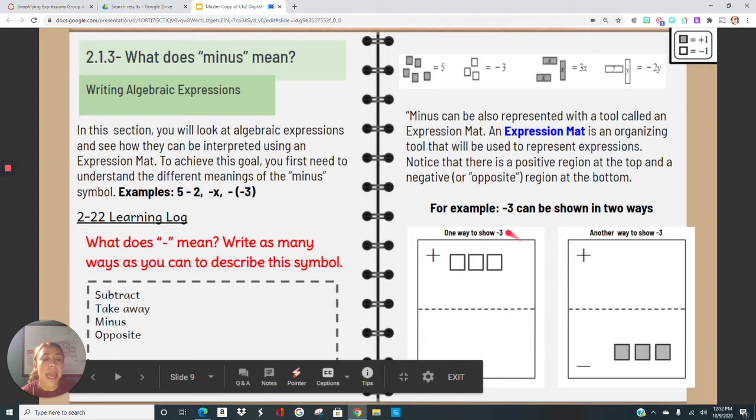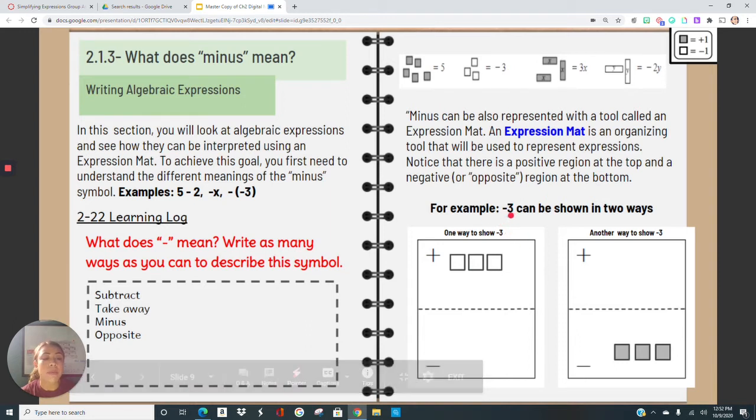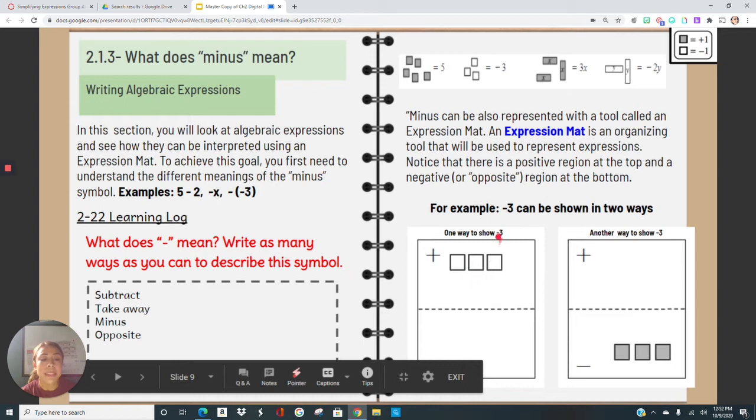Then we took a look at different ways of representing negative 3. But before, we need to realize that we're not always going to have colored algebra tiles. If they are shaded, they represent positive. So this is positive 5, this is positive 3x. When they are empty or unshaded, they represent negative. So this is negative 3, and this is negative 2y.